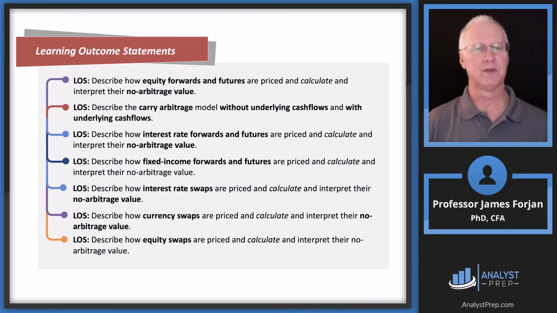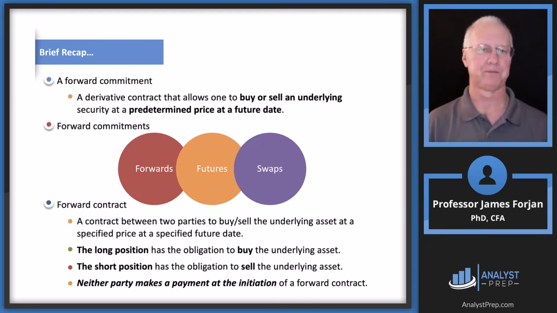I'm pretty sure that this is the first reading where every action word is describe. So we're going to describe, and notice there are all different sorts of forward and futures contracts. And so those are the two main types of forward commitments. And then we'll end with some swap contracts, which are really just kind of a series of forward commitments. But I also want you to pay close attention to the italicized words over at the end of each of those LOSs. So we're going to do lots of calculations here. So make sure you have your financial calculator ready.